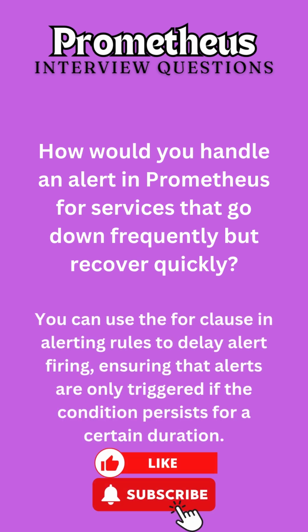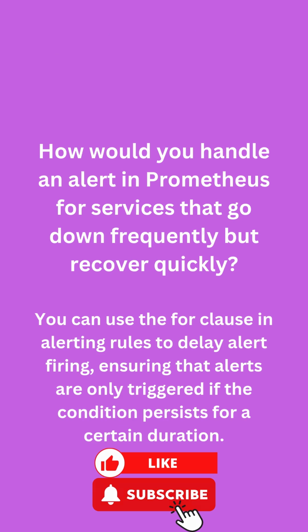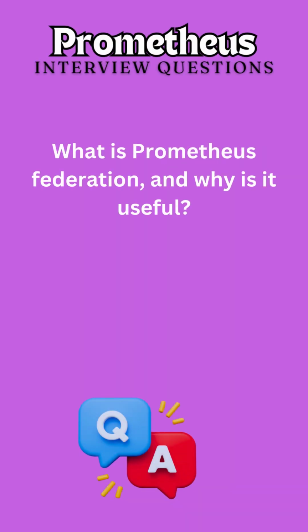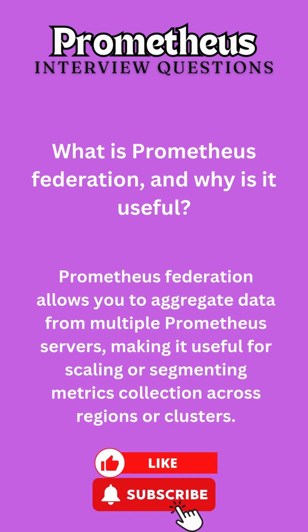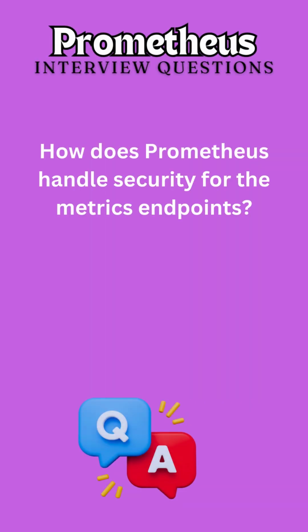quickly? You can use the for clause in alerting rules to delay alert firing, ensuring that alerts are only triggered if the condition persists for a certain duration. What is Prometheus Federation, and why is it useful? Prometheus Federation allows you to aggregate data from multiple Prometheus servers, making it useful for scaling or segmenting metrics collection across regions or clusters. How does Prometheus handle security for the metrics endpoints?